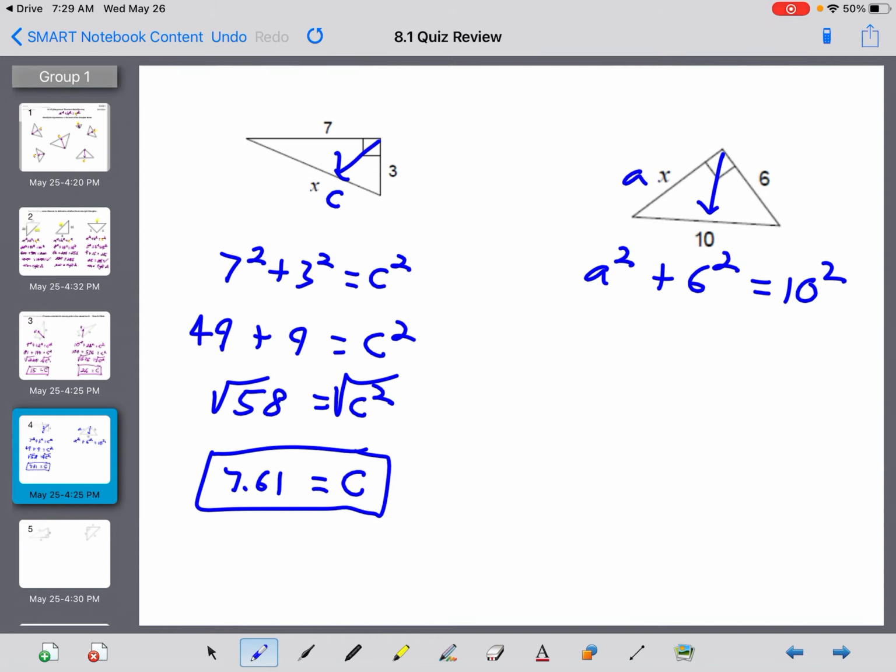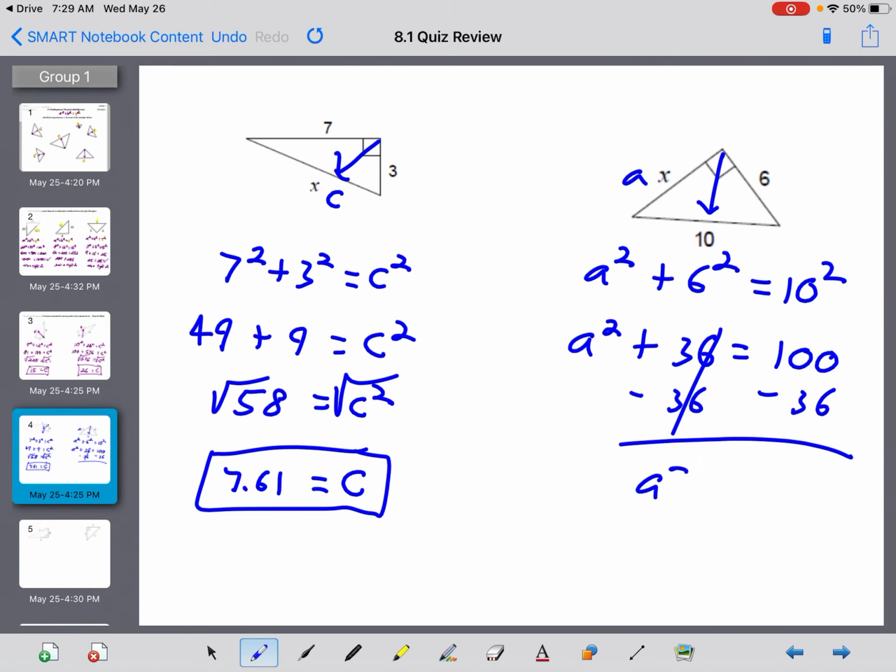However, when you're solving for A, A squared will stay. 6 squared is 36, and 10 squared is 100. You want to get A alone, so subtract 36 on both sides. A squared equals 100 minus 36, which is 64. Take the square root of both sides, and A equals the square root of 64, which is 8.